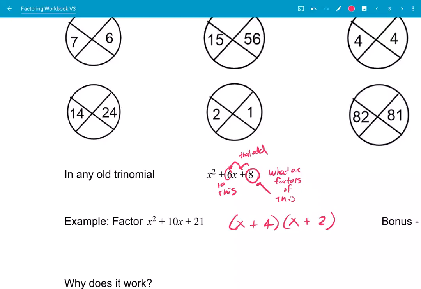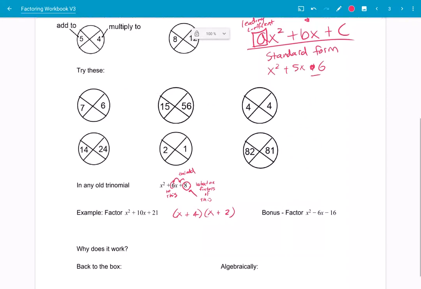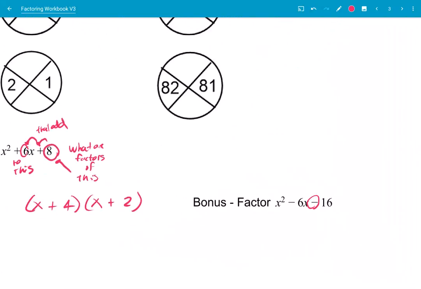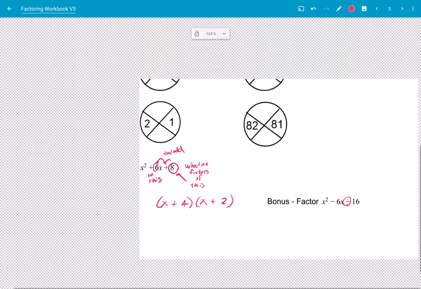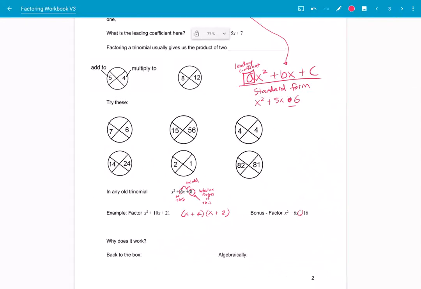But I will point out that sometimes things aren't always plus. For example, this one, we have some minuses, and some of you could probably correctly guess that means there's going to be some sort of negative in our factors in those binomials. So if you're ready, go ahead and flip the page, and let's talk about some of those negatives.